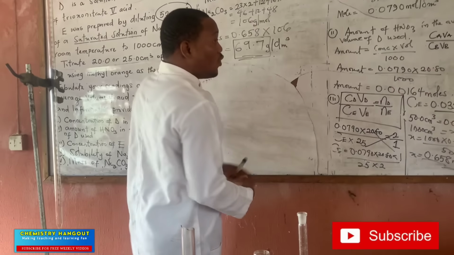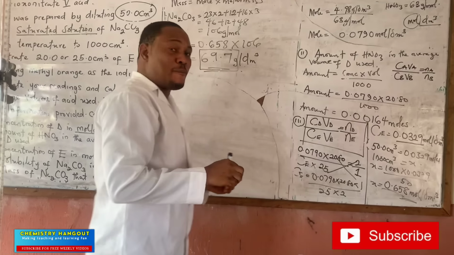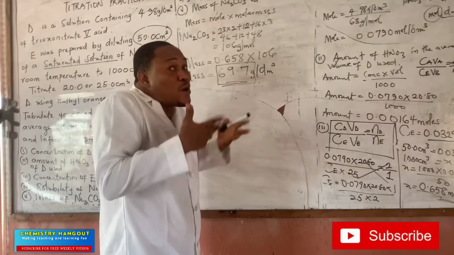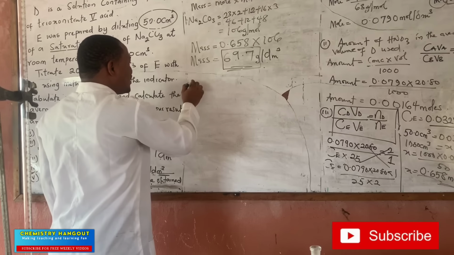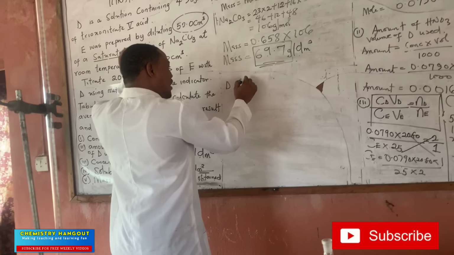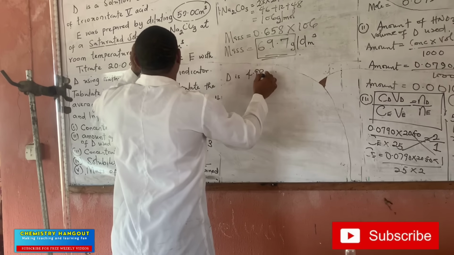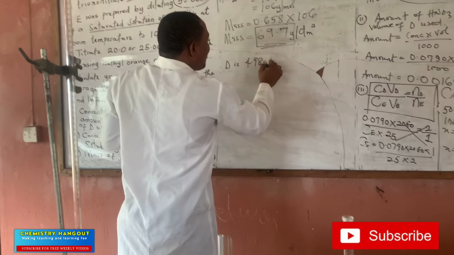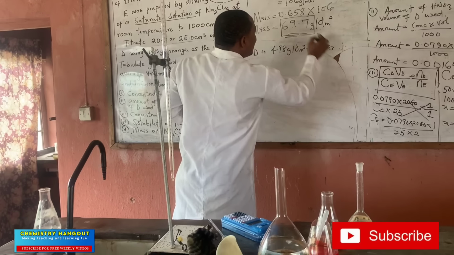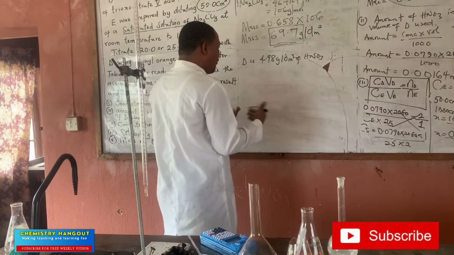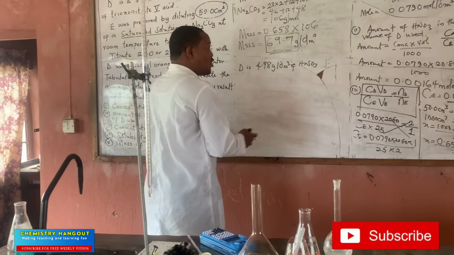We are done with this one. I'm just trying to chip in this. Probably they can come in that way. So let's say, for example, the question comes like D is, let's say, 4.98 grams per dm³ of HNO3. I've done this on my channel before, but for people that are new to my channel, that's why I'm just chipping in this.